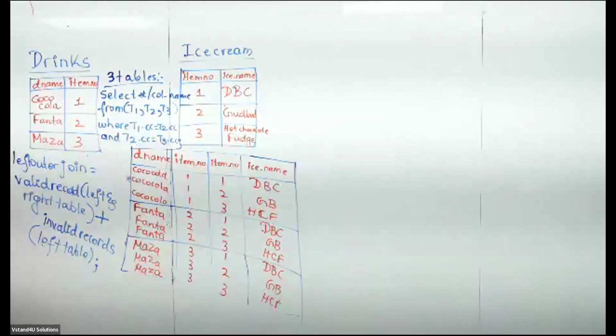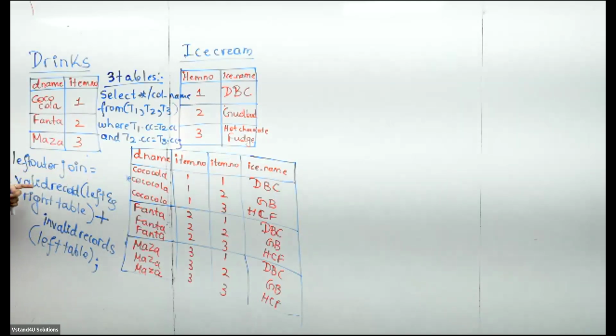Take down the next one. Right outer join. Can you tell me the syntax for this? The only thing is, right outer join is valid records of both left and right table plus invalid records of right table. Clear?